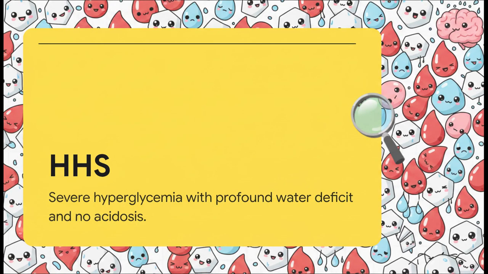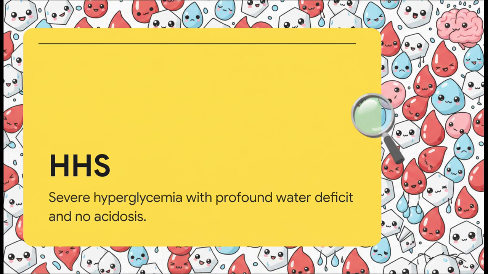On the flip side, the mainstream consensus defines HHS as severe hyperglycemia and profound water deficit, but without the significant acidosis. It's often associated with an acute illness. In this scenario, there might be just enough insulin hanging around to prevent that massive fat burning and acid buildup we see in DKA. But blood sugar levels still skyrocket. We're talking sometimes over 600 milligrams per deciliter.